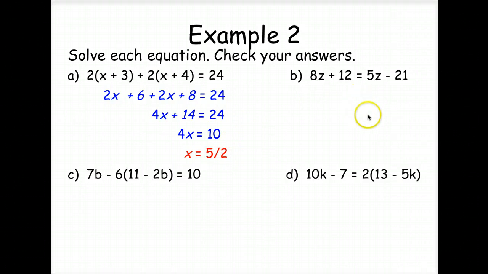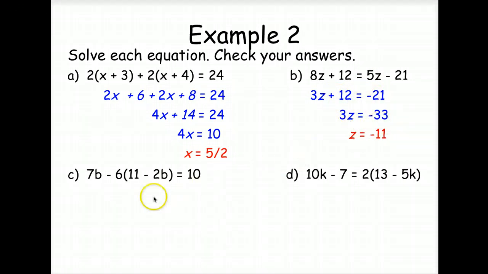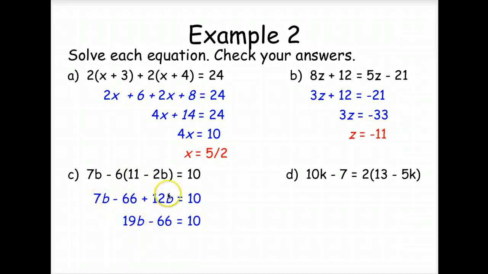How about this one? We're going to subtract 5z from both sides. Now we're going to subtract 12 from both sides. And next, divide both sides by 3. What have we got to do here first? Notice we've got parentheses. So we're going to distribute the negative 6 across the parentheses. We've got like terms on the same side of the equal sign, so we're going to combine those. Add 66 to both sides. Divide both sides by 19.